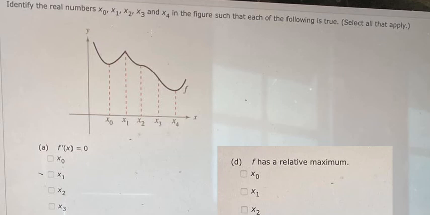Hello everybody, so today I will talk about calculus. The topic today is about application of derivatives. So now I will show you how to answer.